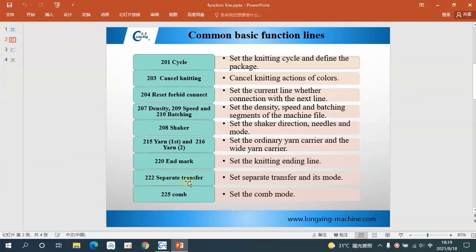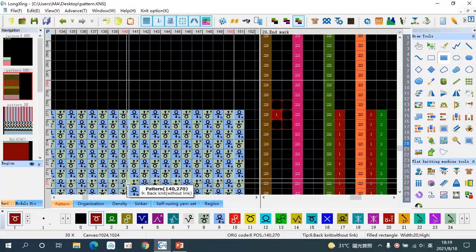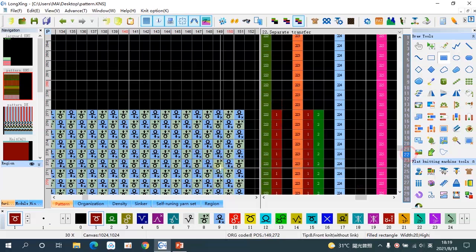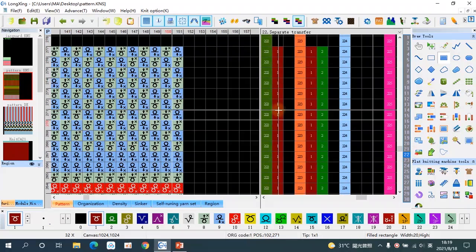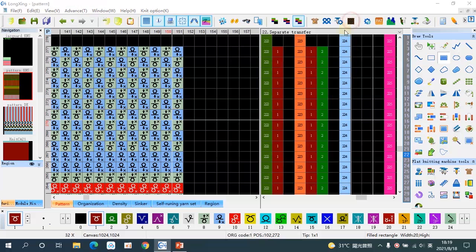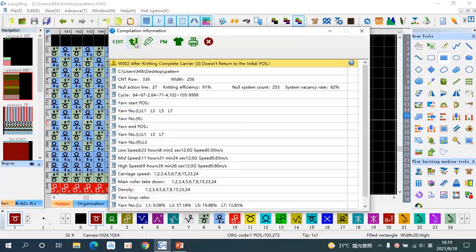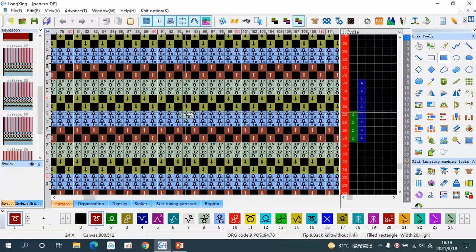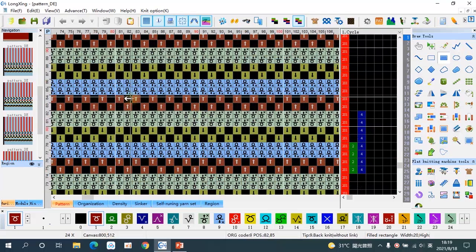222 separate transfer, set separate transfer and its mode. When a new pattern is created, color 1 is marked on this line. Now you can see. Right click, now you can see the color 1 is separate transfer 1 by 1. Then compare. Now you can see the transfer is like this.